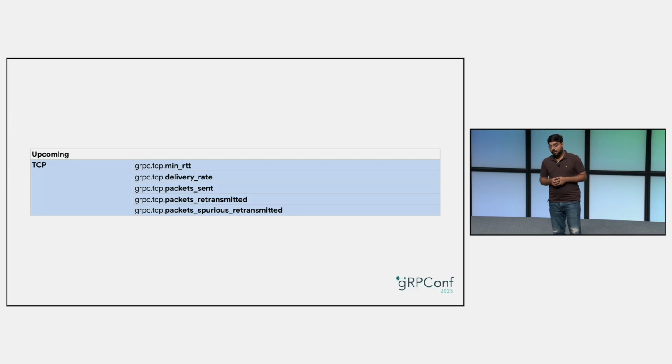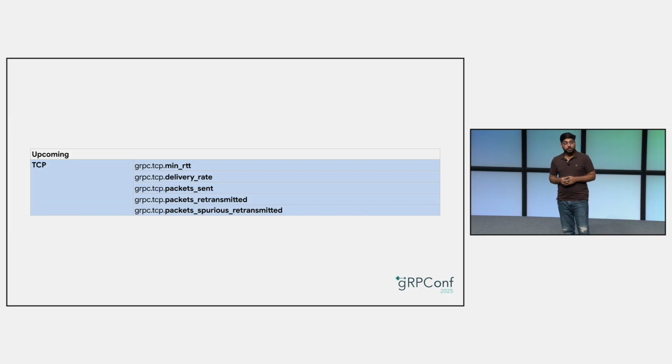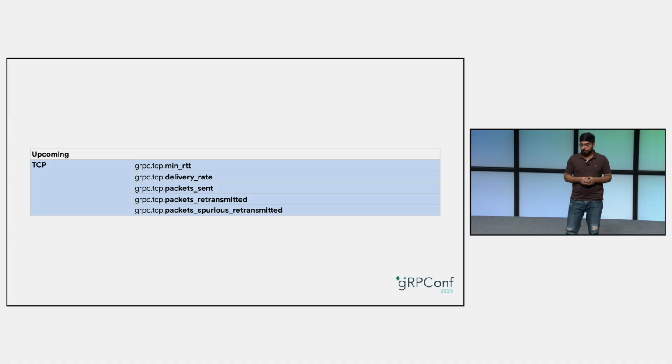For example, we are planning to add things like TCP min RTT, which will give you a clear best case look at your network latency. TCP delivery rate, to show you the actual data throughput you are getting. And this is where it gets really powerful. Metrics for packets sent, packets retransmitted, and even spurious retransmissions. This will give you a super detailed breakdown of what's happening at the packet level, which is useful for diagnosing those intermittent, hard to find network issues.